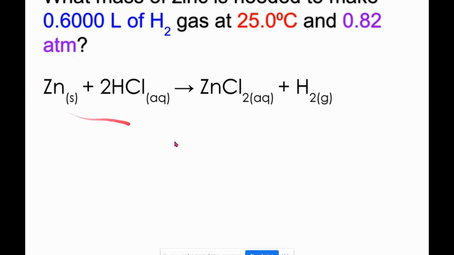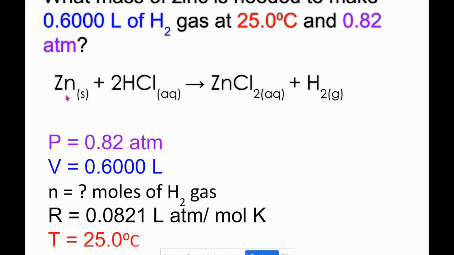I also noticed that they give us a balanced chemical equation. Don't forget that is key and fundamental to doing these types of problems. You need a balanced reaction. As always, I'm going to implore you to pull out your information into a list of givens. And when you do that, what you should notice here is slightly different from the last problem. This one is only giving us one unknown. I know my pressure, I know my volume, I know my gas constant, and I know the temperature.